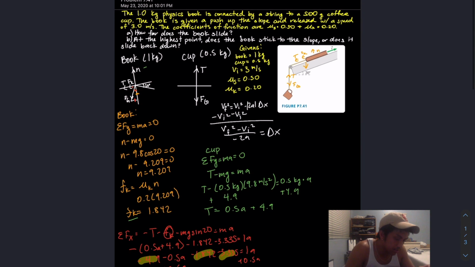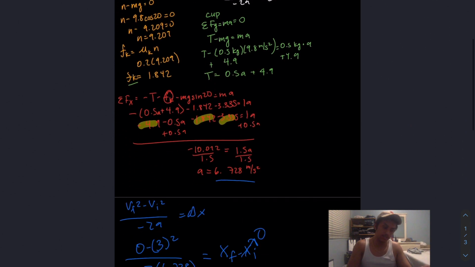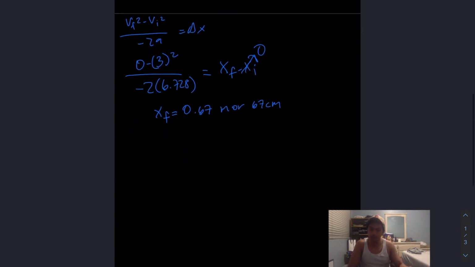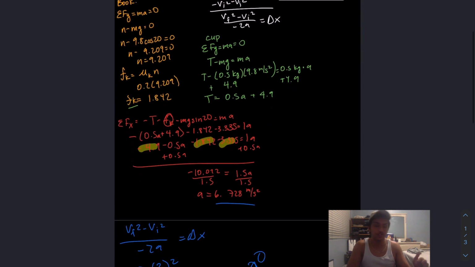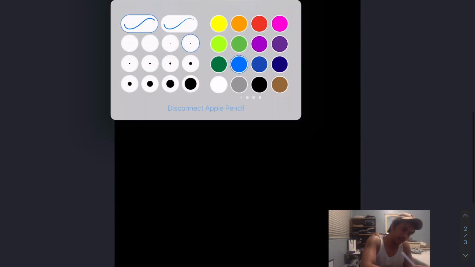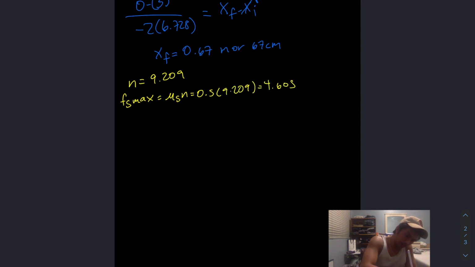Now, for the second part where it says, at the highest point does the book stick to the slope or does it slide down, you have to use your N again that you found up here, but instead of using it for the kinetic friction, you have to use it for the static friction. So my N was 9.209, and Fs max equals the static friction coefficient times N, which equals 0.5 times 9.209, which is 4.605.